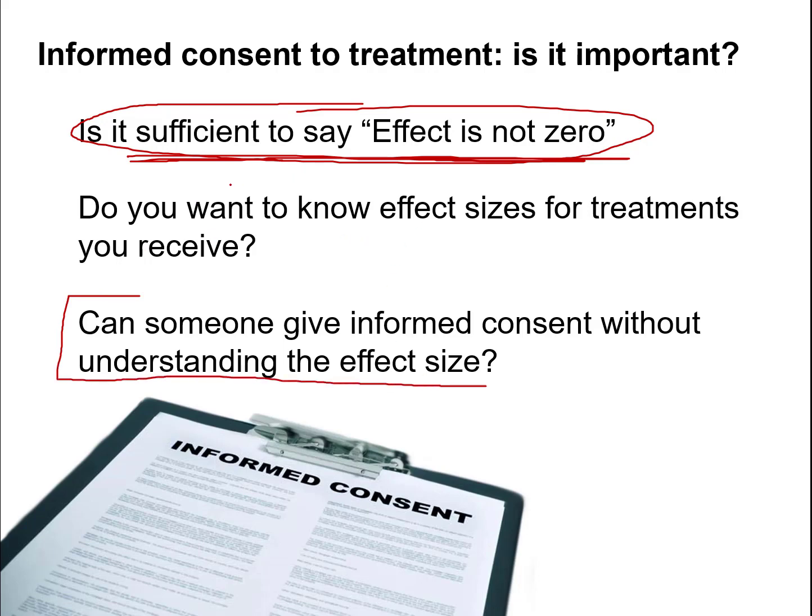If they're just told, well, research finds this treatment is effective, but not told how effective it is, can they really give informed consent to that treatment? So I would say this issue of effect size is important. Well, it's important for all types of research. Like I said, it's the primary reason why we do research, to determine effect sizes.